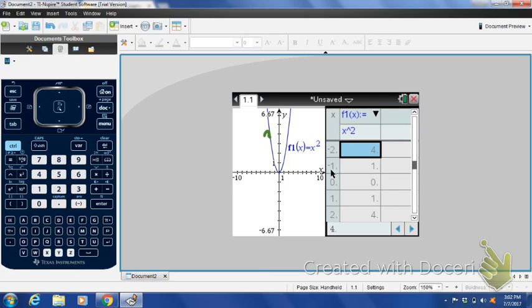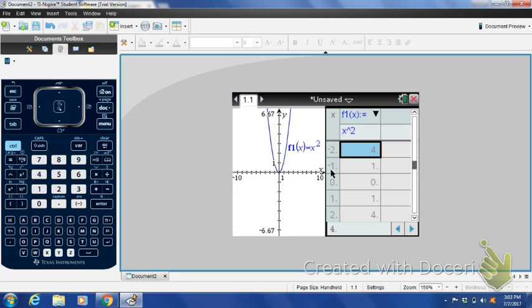And then do negative 1 comma 1, then plug in 0, 0, and then 1 comma 1, and then 2 comma 4, and you connect the dots and you see you got a parabola. Alright, so a couple things I want to point out. This parabola is increasing from the origin to the right and decreasing from negative infinity to 0.